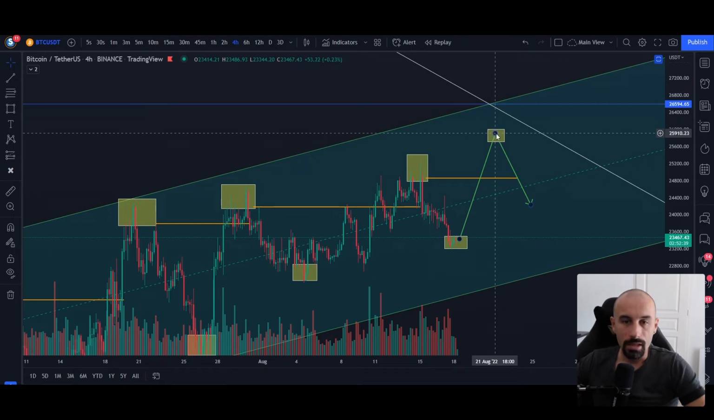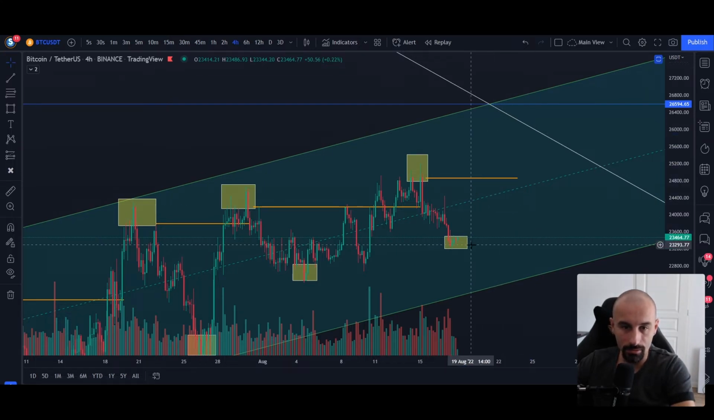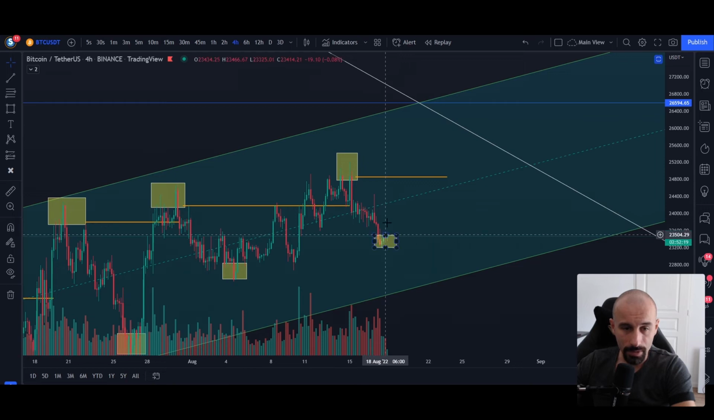So this would be a good result of the continuation of the pattern. But what if it doesn't go this way? And what if it continues to tighten? What if it doesn't break this one right here? Well, if it doesn't break this resistance right here, it means that we are not continuing the pattern.